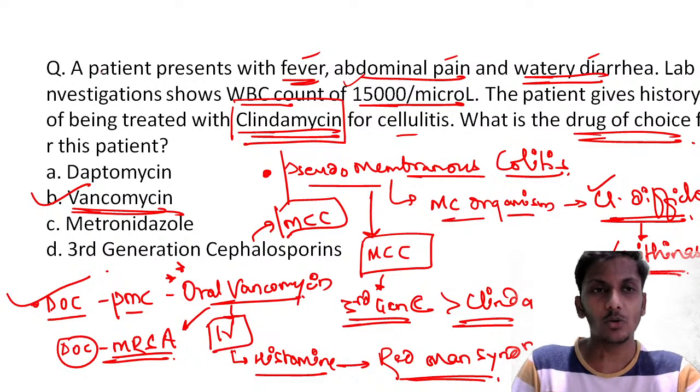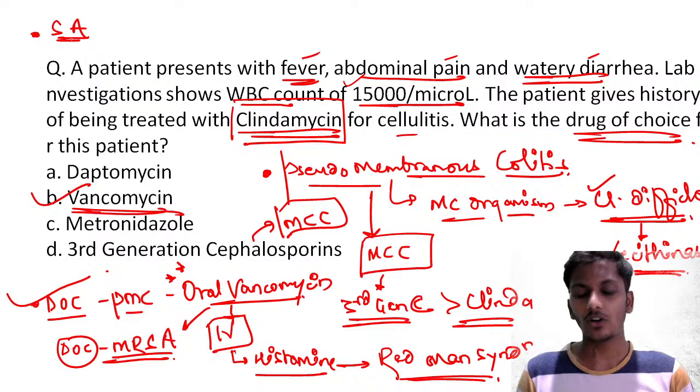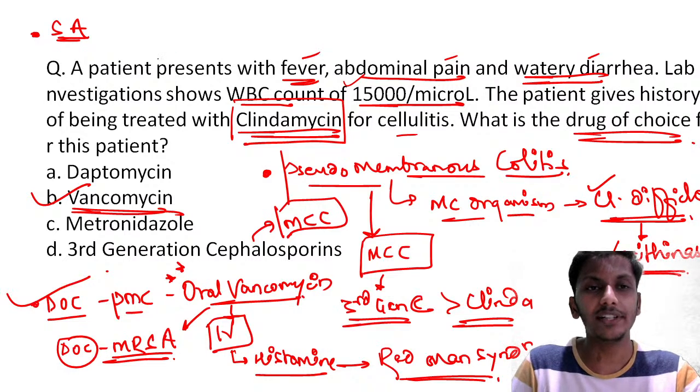Now I am explaining to you about MRSA. Okay, so what happens, पहले क्या हुआ था, Staphylococcus aureus bacteria usually was treated with penicillins.